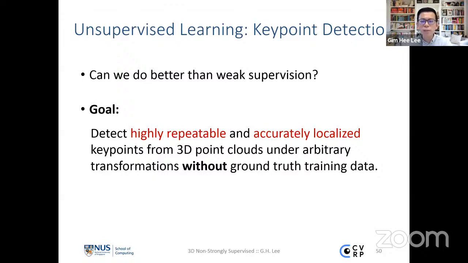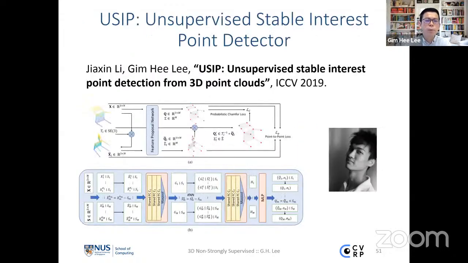So the question here is, can we actually do better than weak supervision? Instead of using any labels, the goal is still the same: we want to detect highly repeatable and accurately localized key points from 3D point clouds without any use of ground truth training data, not even the GPS and INS reading in the form of weak supervision. So here, we propose what is called the unsupervised stable interest key point detector, or in short, the USIP, which was done by my ex-student Jia Xing.